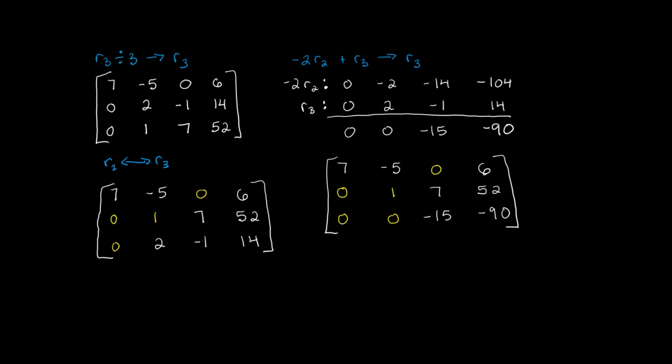The next thing that I looked at, I look at this and I'm like, oh, row 3, I've got a -15 and a -90. I know that I can divide 90 by 15. So we can make that bottom row have that 1 really easily. All we need to do is divide row 3 by -15.